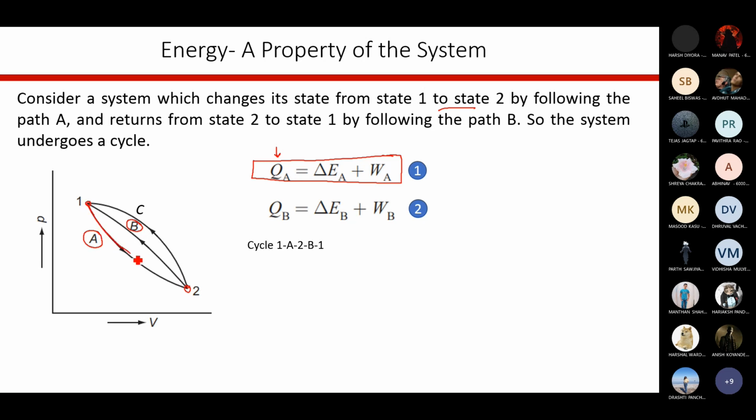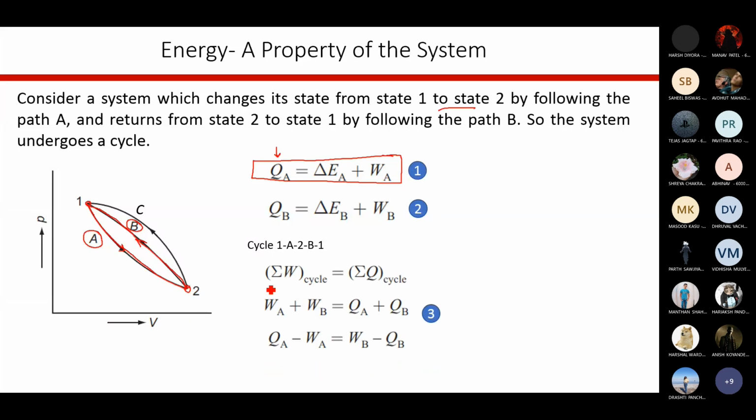Now consider the cycle 1A 2B1. I am talking about this cycle. Now for a cycle, how do we apply the first law? We know this: summation W for a cycle must be equal to summation Q for a cycle, right? Using the same terminology, I can write the summation of W for the cycle 1A 2B1. It is the sum of work interactions, WA happening in process A and WB happening in process B. This must be equal to the sum of the heat interactions during process A and B, so it will be QA plus QB. This is how equation 3 is written.